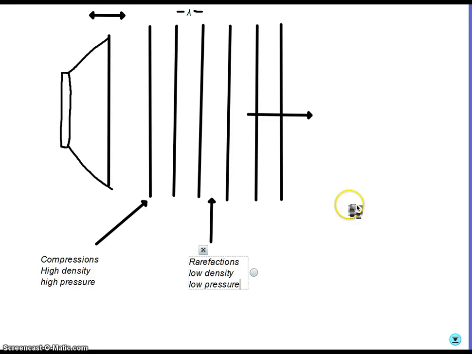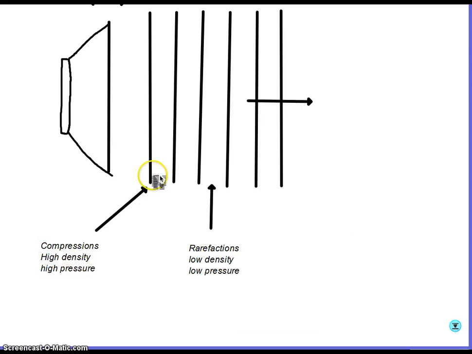Now, a sound wave is also called a pressure wave because of the differences in pressure created by the compressions and rarefactions. And so something you should know is that the compression region is a region of high density, which corresponds to high pressure, whereas in the rarefactions there's a region of lower density and lower pressure than usual. And if you looked at a graph of pressure as a function of time, it would vary sinusoidally as well.